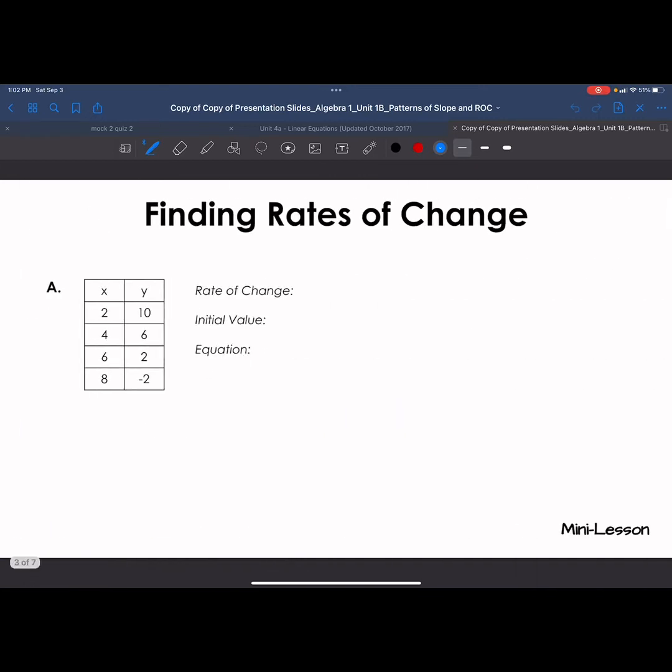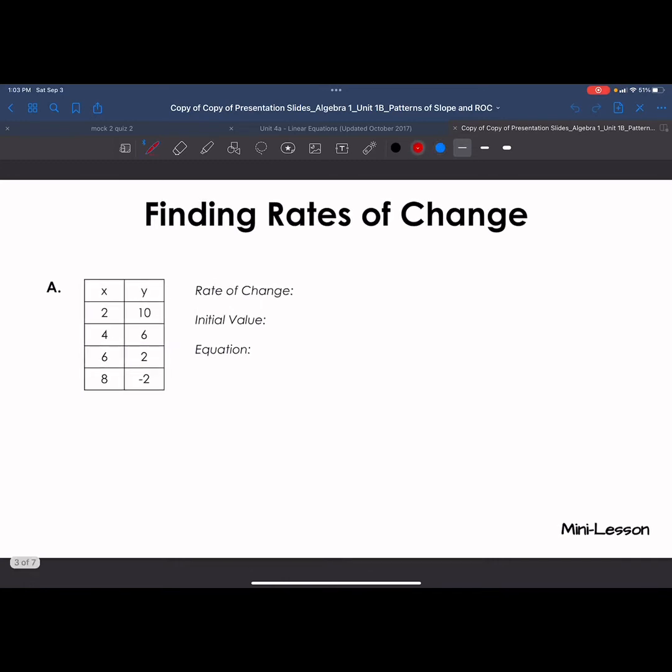So let's go here. It's the same exact table, and we're talking about rate of change, which is our slope, and initial value, which we identified as our y-intercept, and we're going to write our equation. Of course, when you get these examples, we often give you easy tables. I'm going to show you how to do it two different ways, algebraically and simply with the easy table. The first thing we're going to do is identify the rate of change.